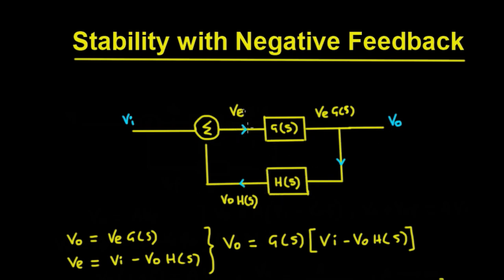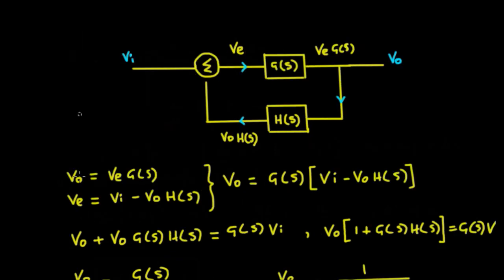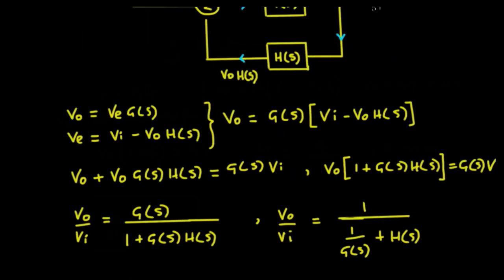So we'll call this little point here VE. So it means that this point here, this end here, is going to be VE times our G of S. So we can analyse this little circuit by noting that the V out is equal to VE G of S, but we know that that value of VE is equal to the V in minus the feedback here, which is VO H of S. So then we can replace the VE here with what we have down here. So we're left with VO equals the G of S times the V in minus VO H of S.